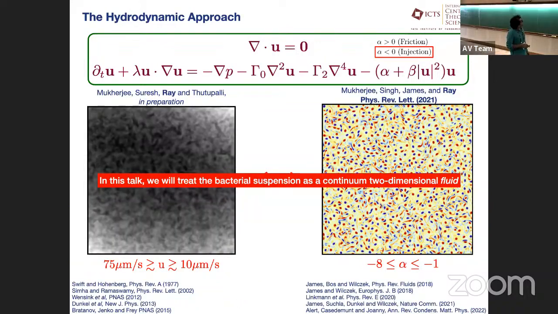All right. So in this talk, what we will do is we will treat this bacterial suspension that you see here, that's from our experiment, as a continuum two-dimensional fluid which satisfies this equation. And what we have here, this is from our not so recent anymore paper. This is a solution of this equation for a given alpha. And again, as before, visually they seem to show a very similar phenomena.